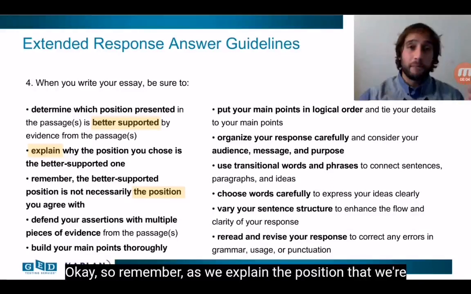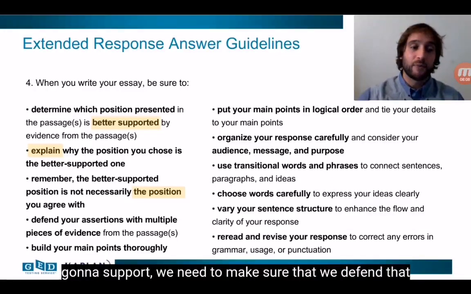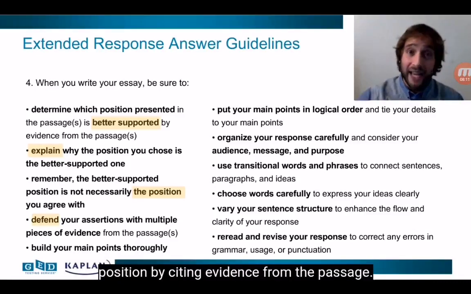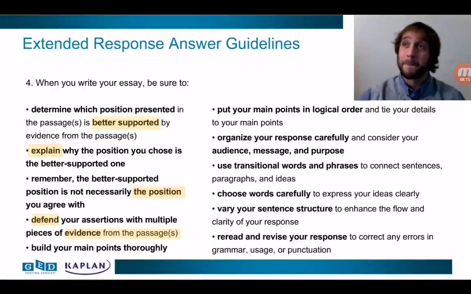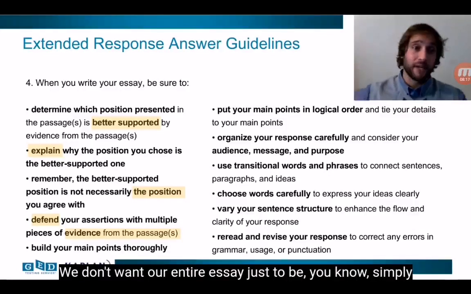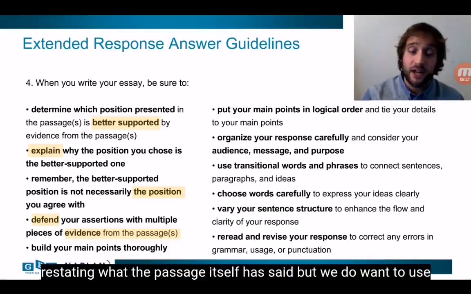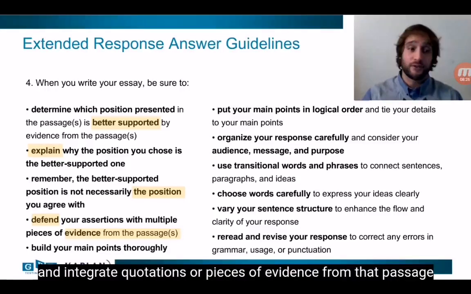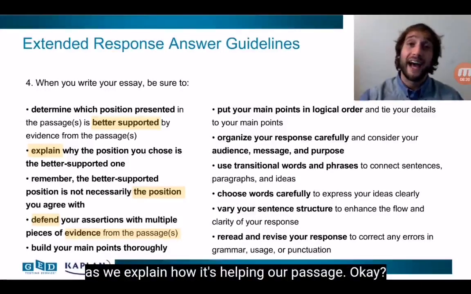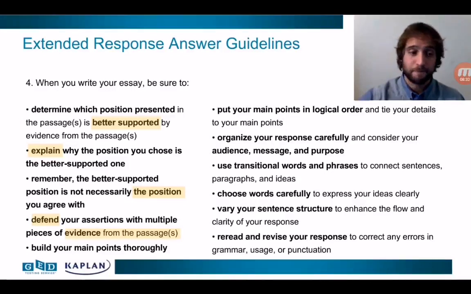Okay, so remember, as we explain the position that we're going to support, we need to make sure that we defend that position by citing evidence from the passage. We don't want our entire essay just to be simply restating what the passage itself has said, but we do want to use and integrate quotations or pieces of evidence from that passage as we explain how it's helping our passage, okay?